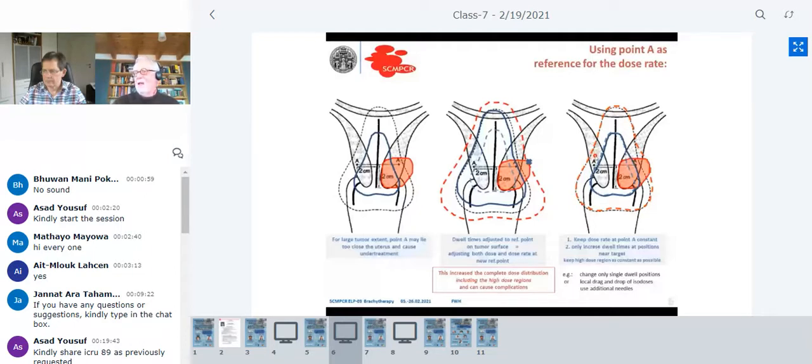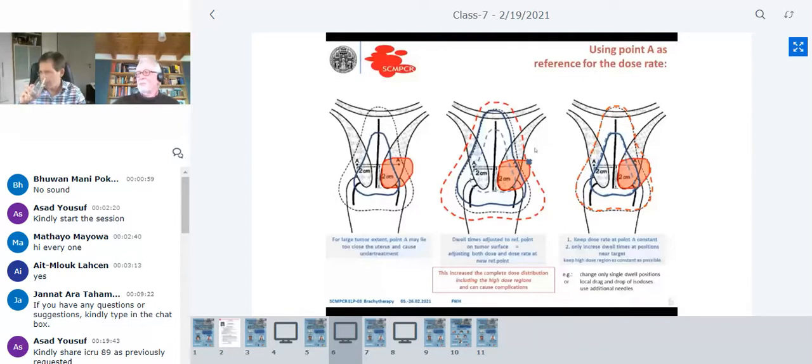And this you can do by changing only single dwell positions if you do it manually, or if you're doing it with a planning system, you can also use drag and drop of isodoses, but you must use it in a local way, which selects only dwell positions which are close to the place where you are dragging the isodose. Or a third possibility, which we will see later, is to use additional needles and place them out here in this region. So it is important to use point A as a reference position for the dose rate, and do this before you do further optimization, and then drag and drop or change the isodoses, do a further optimization carefully, only with local dwell positions close to the affected area.